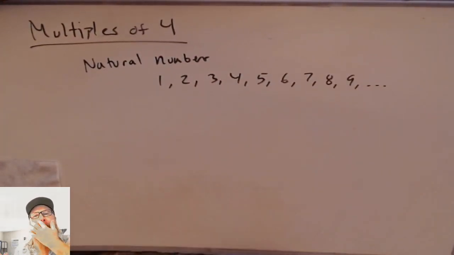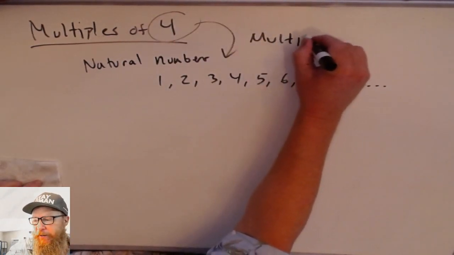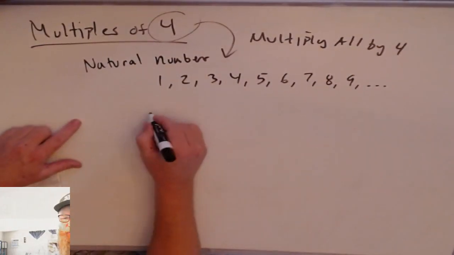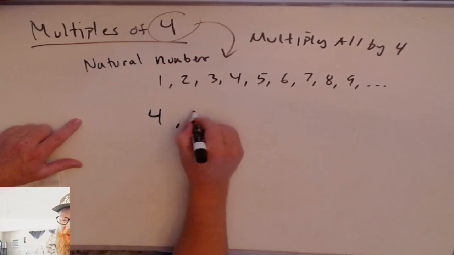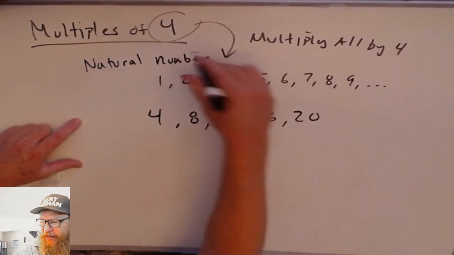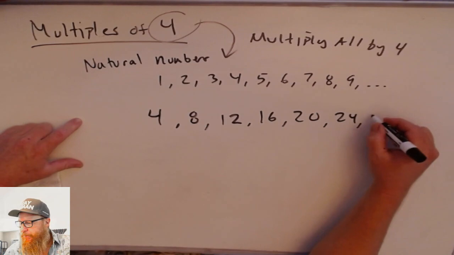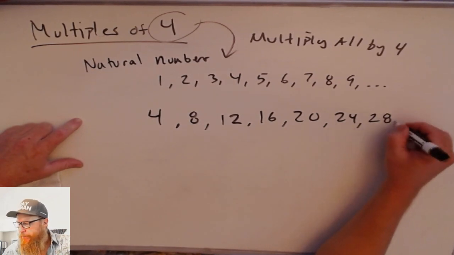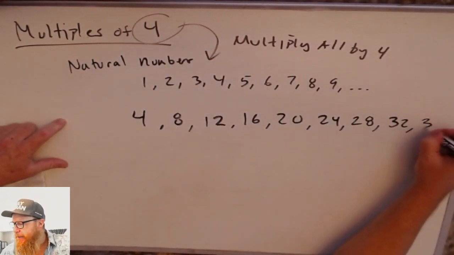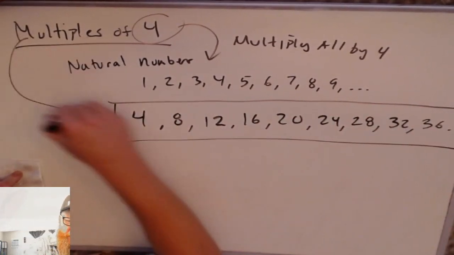There we go. So we take the natural numbers and we're going to multiply them all by 4. And we're going to get 4 times 1, 4 times 2, 4 times 3, 4 times 4, 4 times 5, 4 times 6, 4 times 7, 4 times 8, 4 times 9, 36, etc., etc., etc. So these are the multiples of 4.